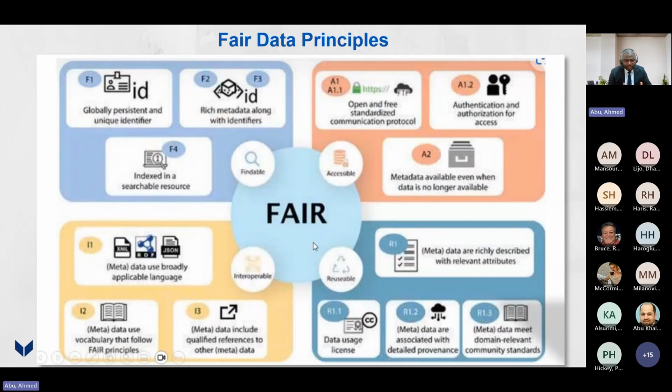And again, how do you make your data reusable? Ensure you provide clear information on the usage of the data in terms of the license, and how the metadata meets the domain-relevant community standard, and so on and so forth.